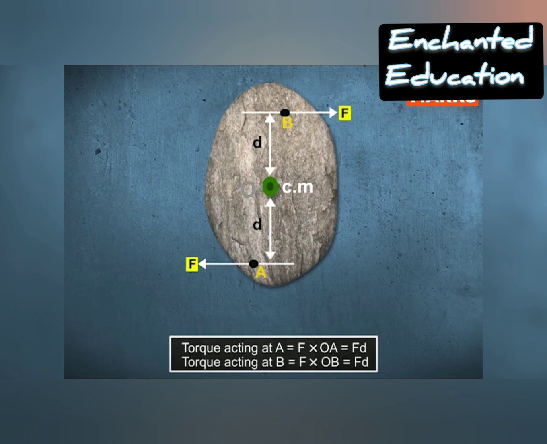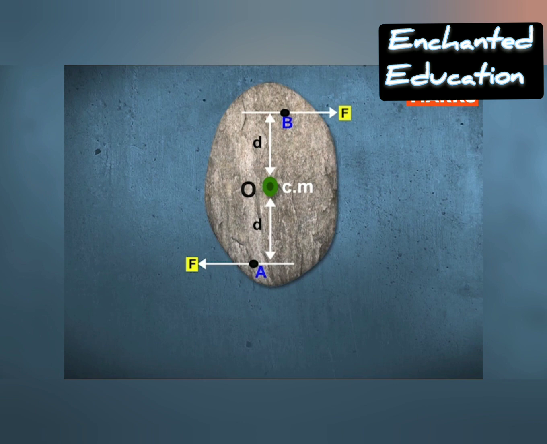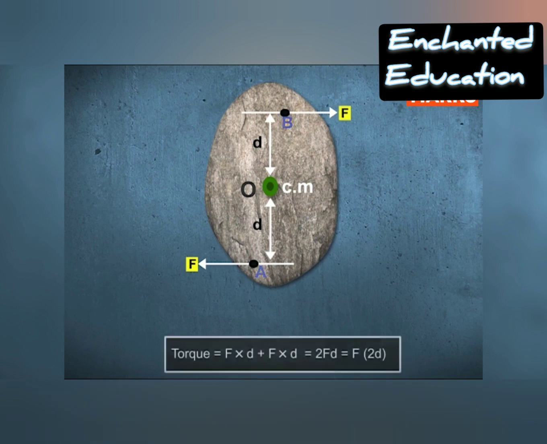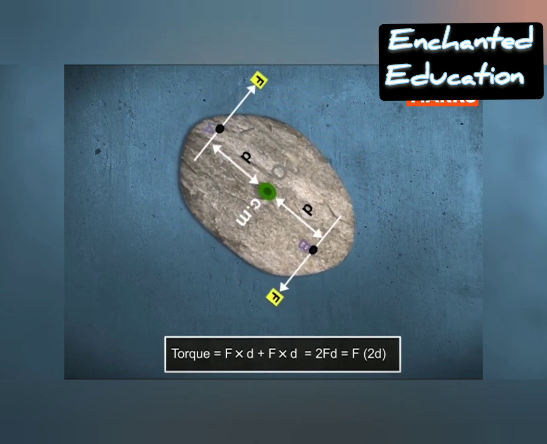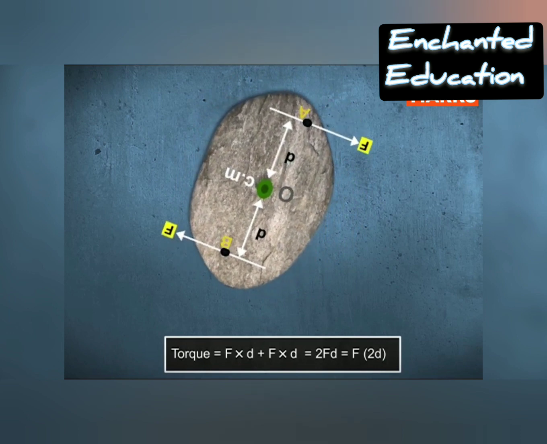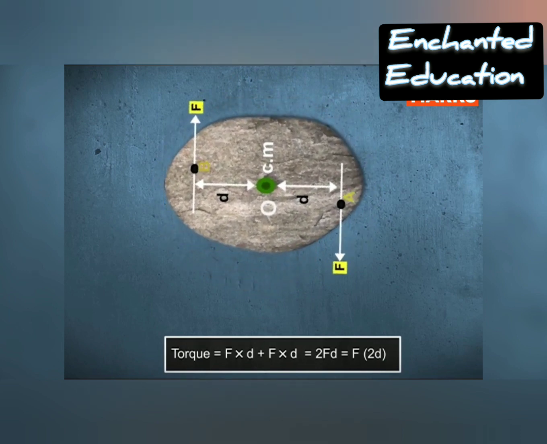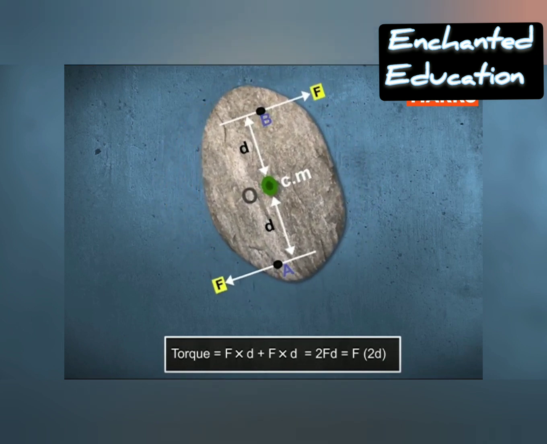Now, torque acting at A is F into OA, which is equal to FD. Similarly, torque acting at B is F into OB, which is equal to FD. The resultant of these two torques produces the turning effect in the clockwise direction whose magnitude is equal to 2FD.